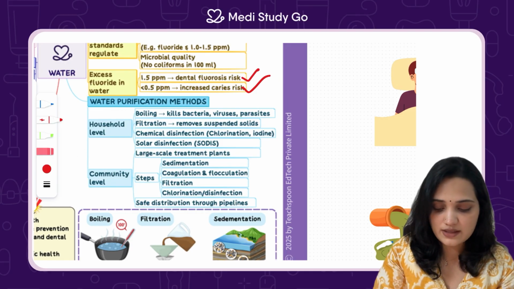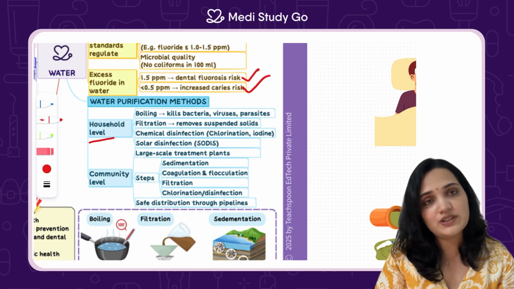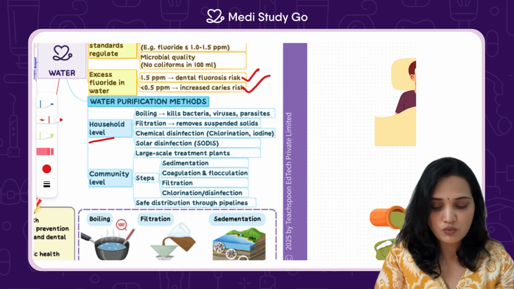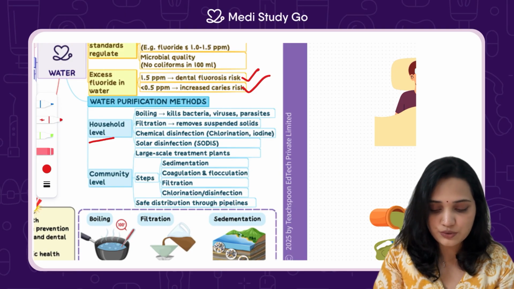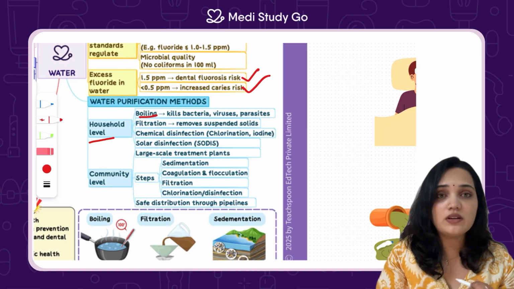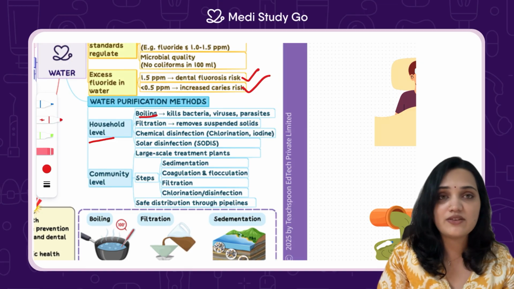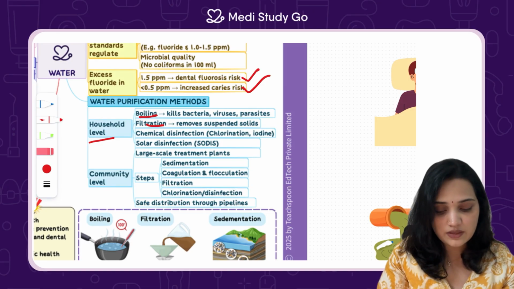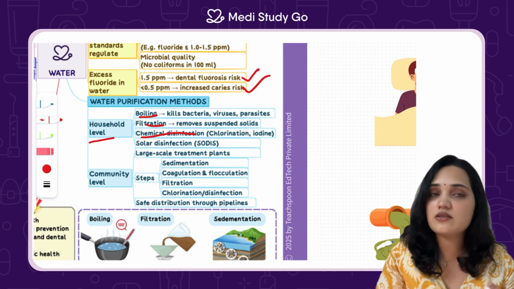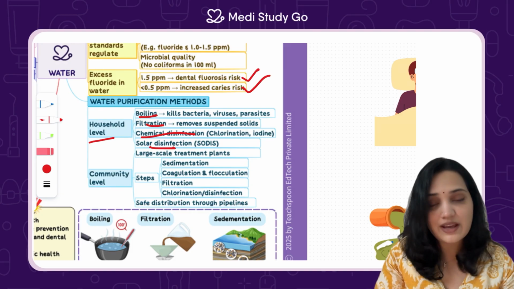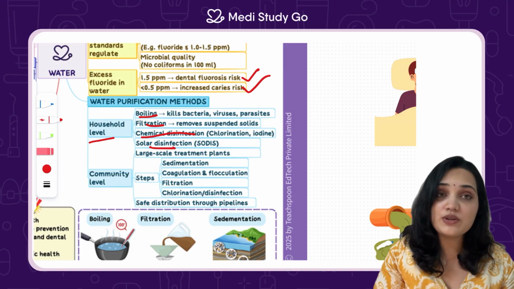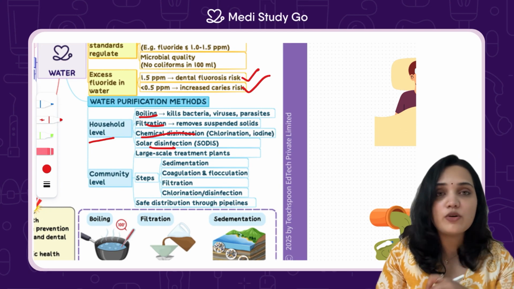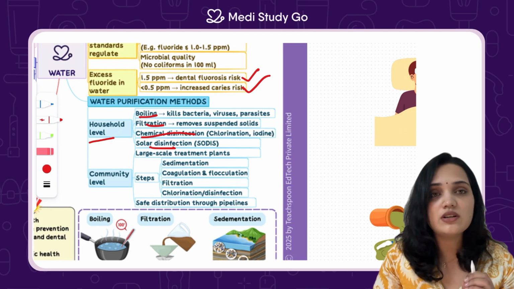So firstly, there's the household level and then the community level. For household, you want to do boiling. That will kill the bacteria, viruses and parasites. Then we have filtration, which will remove suspended solids, and we have chemical disinfection such as chlorination or iodine, and we have solar disinfection.